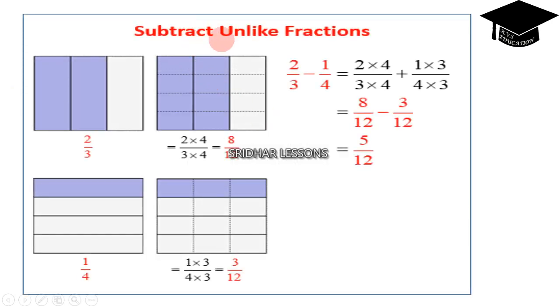Now subtract unlike fractions. For example, 2 by 3 and 1 by 4. Again we will make the denominator common to both fractions. So we multiply 2 by 3 with 4 by 4 and 1 by 4 with 3 by 3, so that the denominator will be equal: 8 by 12 minus 3 by 12. Since the denominator is the same, we can directly subtract the numerators, one from the other. 8 minus 3, that is 5.